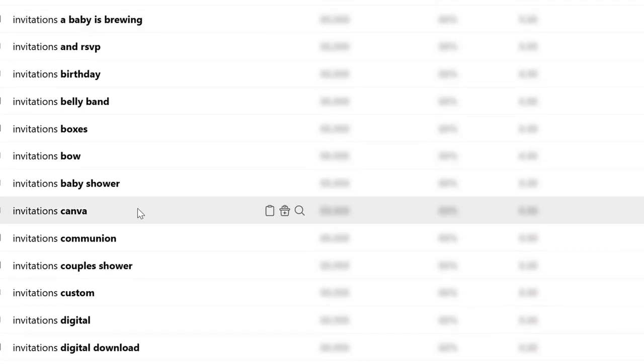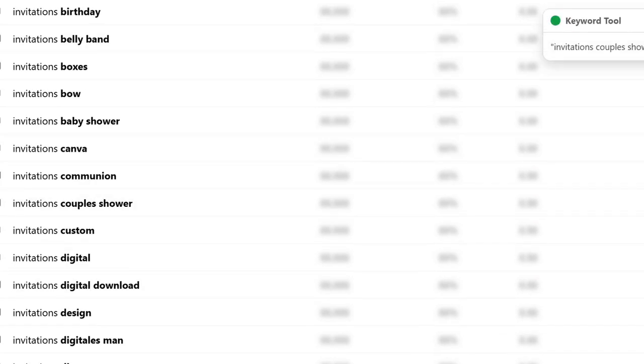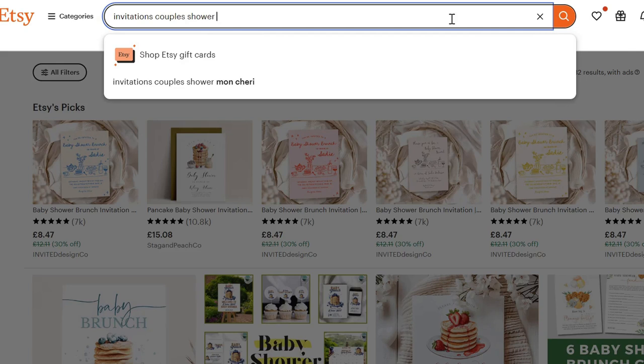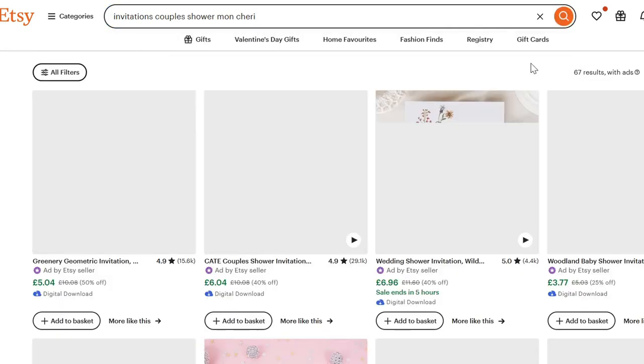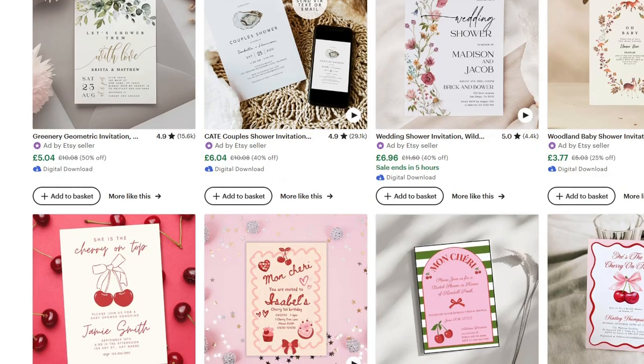So as you can see, this is going to be a really great additional set of keywords that you might want to look at. So all you would do is copy and then go back to Etsy, type that in, paste that in there, and then click space and see what comes up. And look what we're seeing here. We're seeing invitations, couples, shower, mon chéri. So we would then click enter, and immediately look what we're seeing here. Only 67 results. This could be gold.